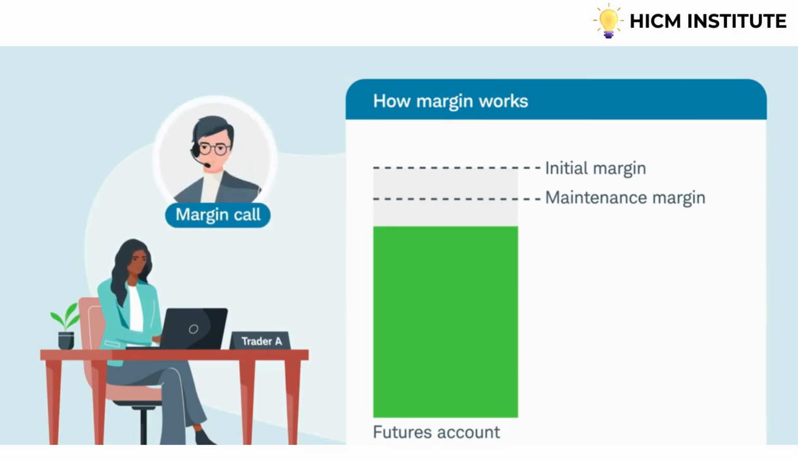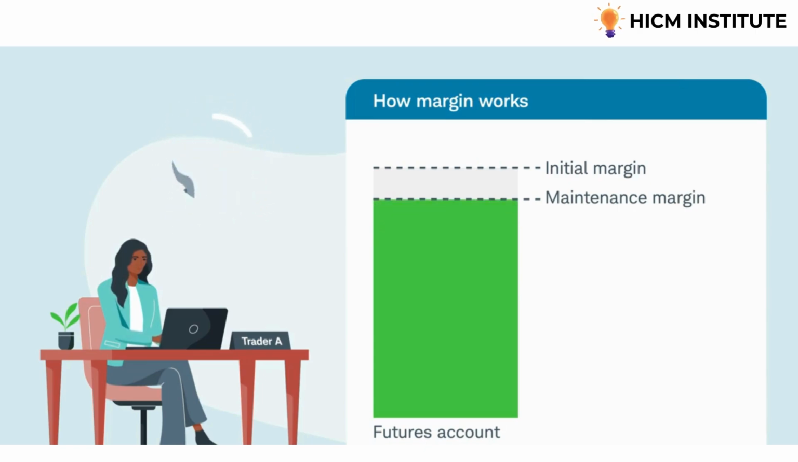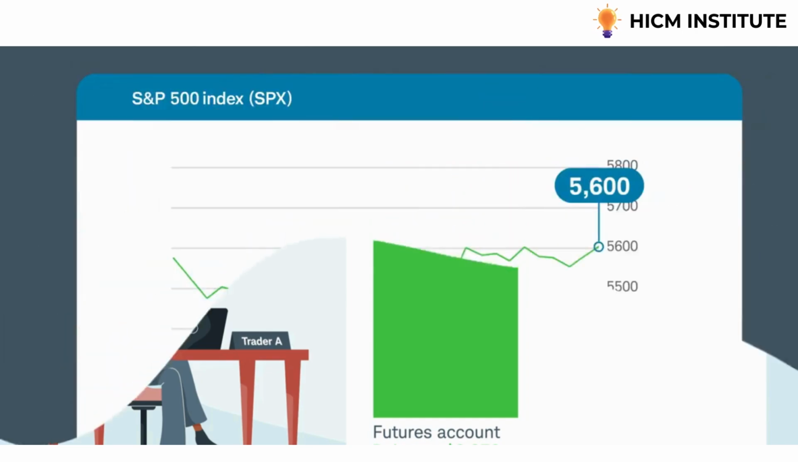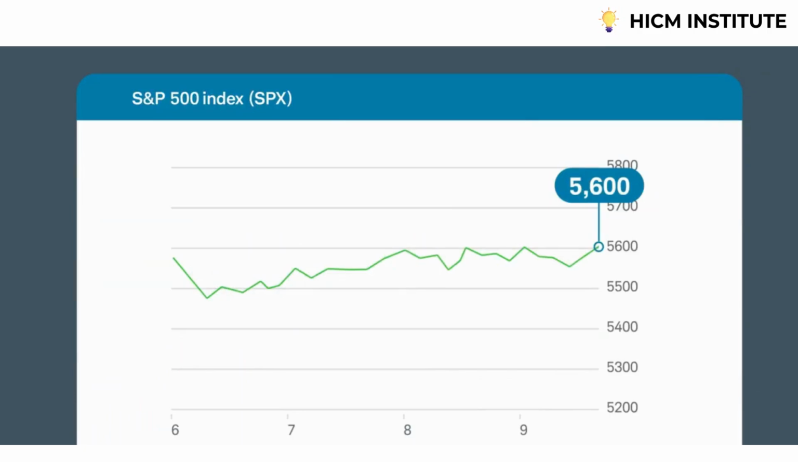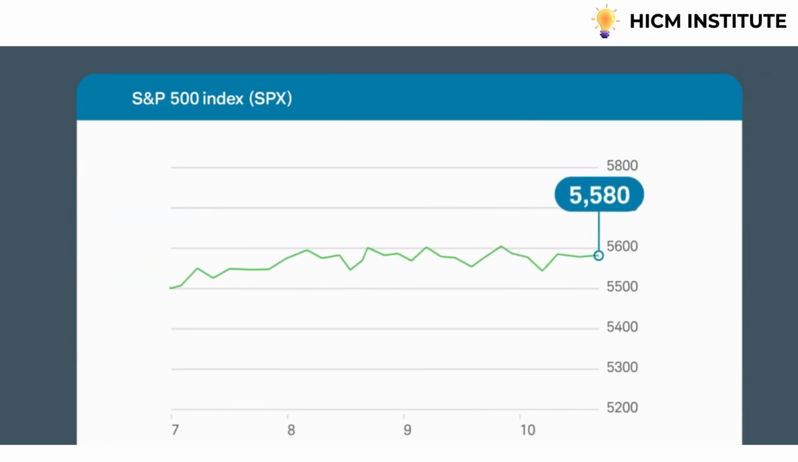Let's look at an example to help illustrate initial and maintenance margin levels. For this example, trader A has an initial margin of $2,073, their maintenance margin is $1,885, and their account balance is also $2,073. The cash for the initial margin is automatically set aside in their account once the order is entered. The next day, the S&P 500 falls 20 points. Let's see how this affects our trader.